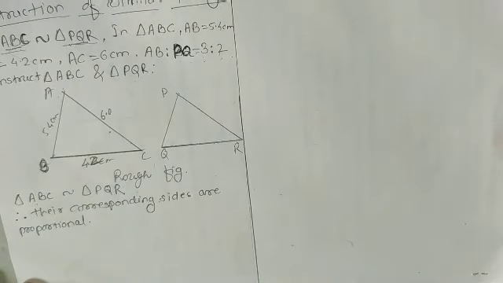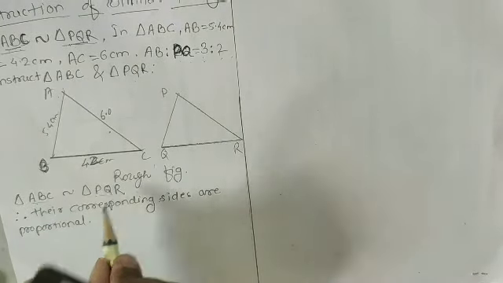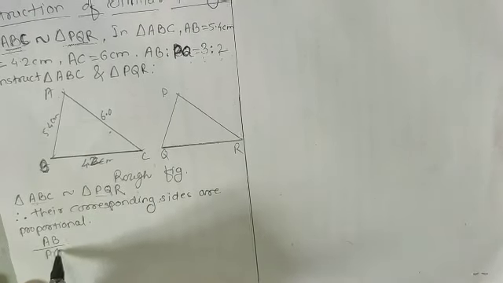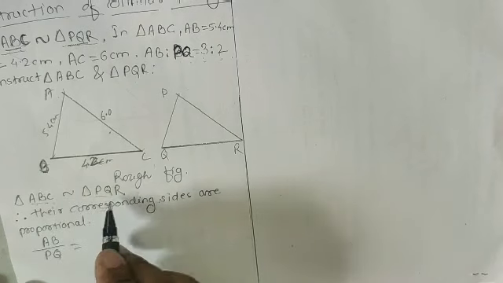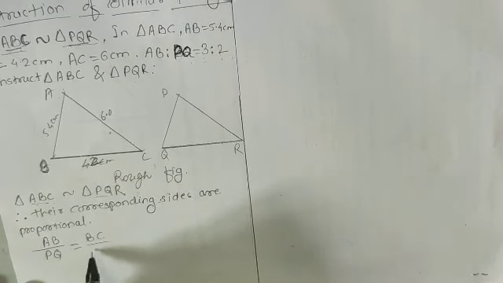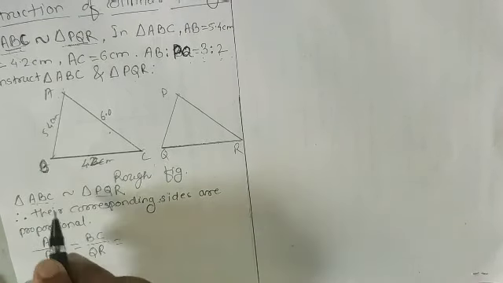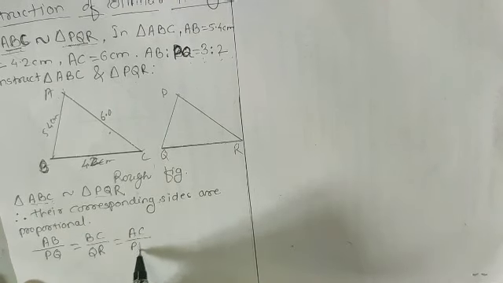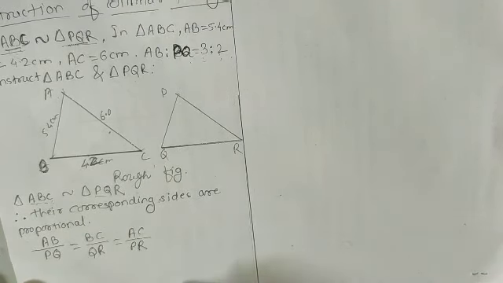So first of all AB and PQ. So how will it come? AB upon PQ equals the second and third, BC upon QR, and then first and third, AC upon PR. So here it is a ratio. Now we know the values of AB, BC and AC. This value we know and its ratio also we know.